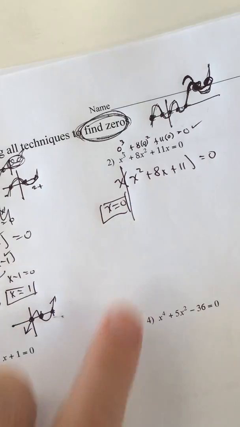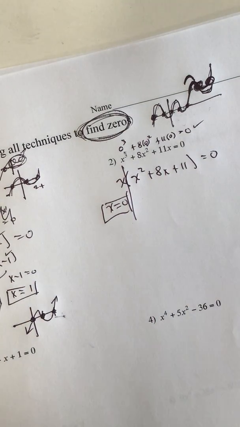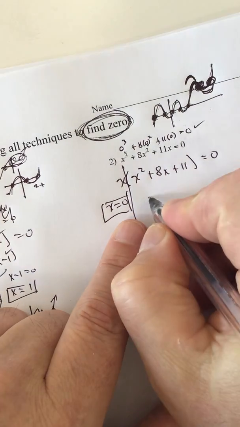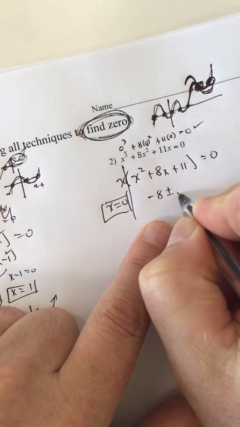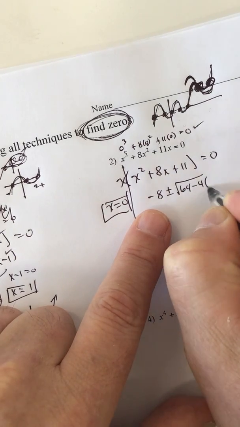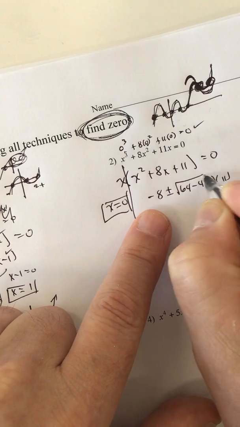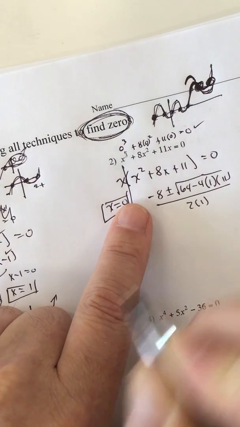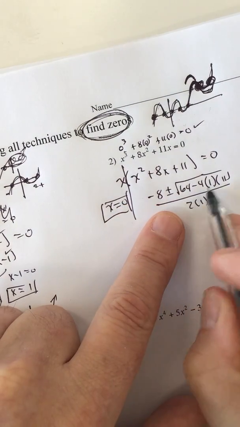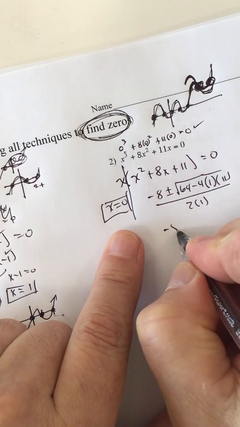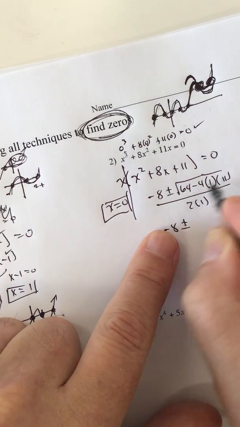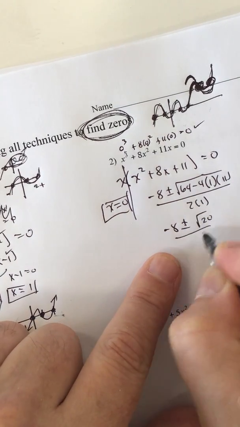Well, we could try to factor that, but I don't want to. So then we go to the quadratic formula. The quadratic formula is negative b plus or minus the square root of b squared minus 4ac, all divided by 2a. So this is 64 minus 44. So that's negative 8 plus or minus the square root of 64 minus 44, which is 20, all over 2.